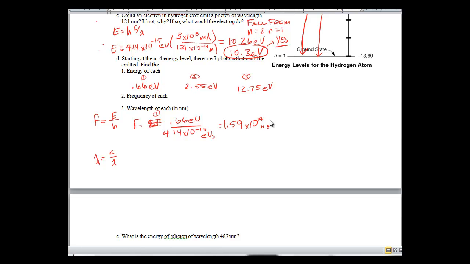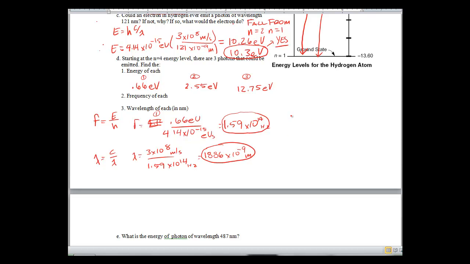And the wavelength for that is going to be 3 times 10 to the 8th meters per second divided by this frequency of 1.59 times 10 to the 14th hertz. The wavelength for that comes out to be 1886 times 10 to the negative 9th meters. So that's for the first one.